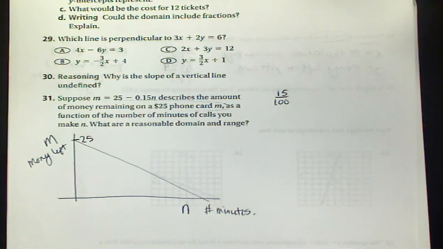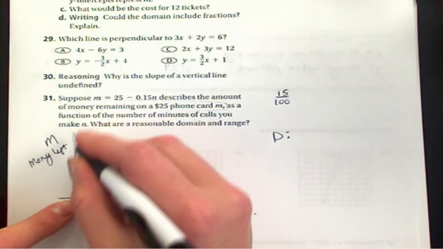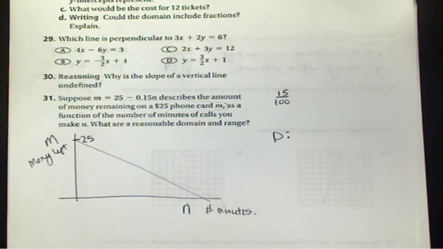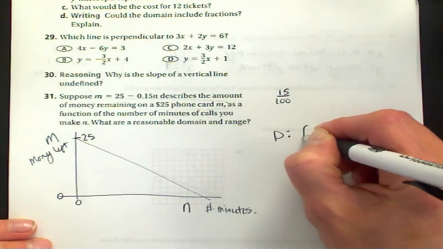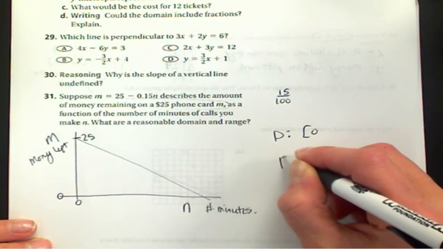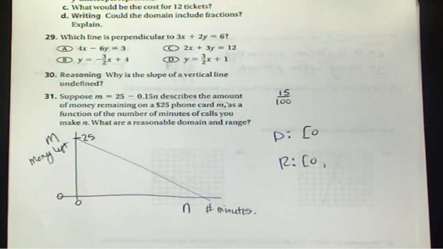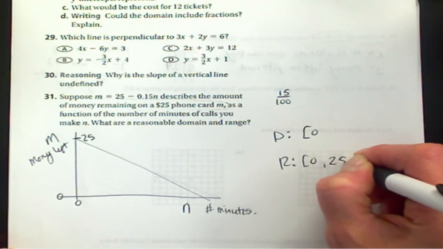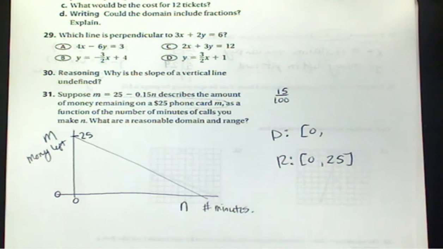Okay, context, domain, and range. Well, obviously, I can't have less than 0 minutes. And I can't have less than 0 money on your card. It doesn't work after that, right? $0, no more minutes. Looking at this, the maximum amount of money is $25. What's my maximum number of minutes?